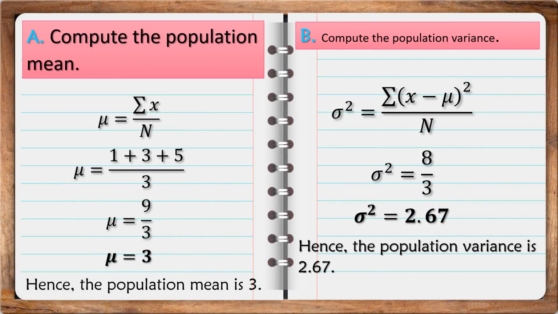Compute the population mean. Based on the given, we have 9, so 1 plus 3 plus 5 is 9, over 3. Therefore, our population mean is equal to 3. Compute the population variance based on the given formula earlier. Why 8? Because that is the summation of squared deviations over n. That is 8 over 3. Therefore, we have 2.67 as our population variance.